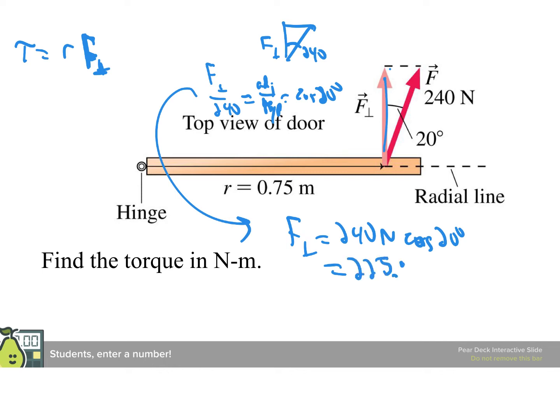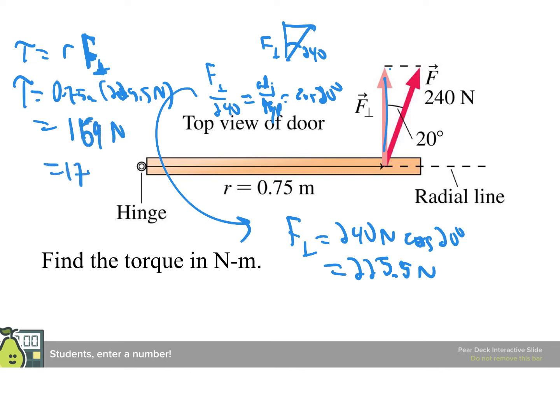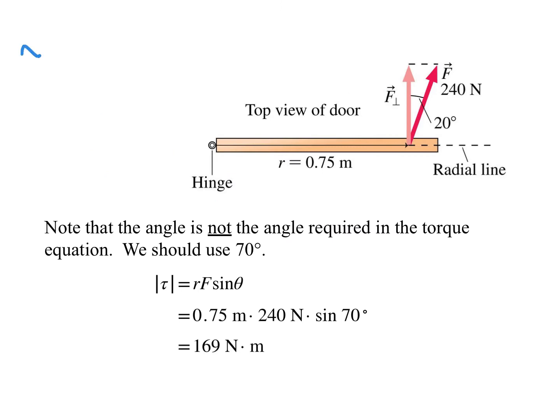But so 225.5 newtons. So tau then is 0.75 meters times 225.5 newtons, which rounded to the right number of places looks like it's 169. Actually, it's probably more like 170, really, because I think we only have 2 digits here. So something like 170.